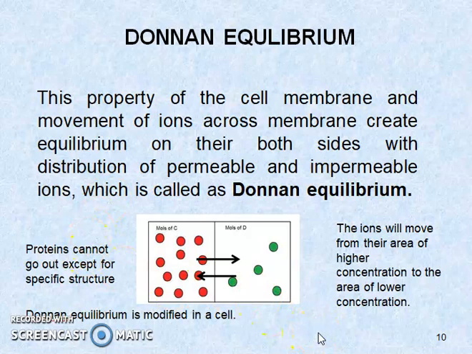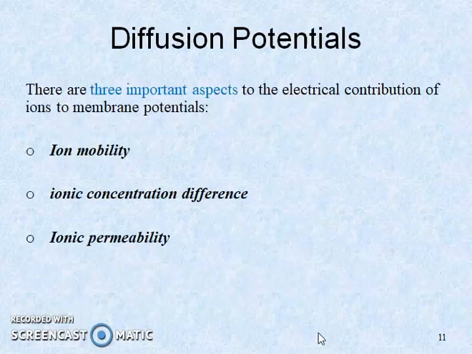The third thing that is responsible for generation of this resting membrane potential is called diffusion potential. We know that diffusion is a process of the movement of ions and molecules from their area of higher concentration to the lower concentration. Now there are three important aspects in electrical contribution to the membrane potential.